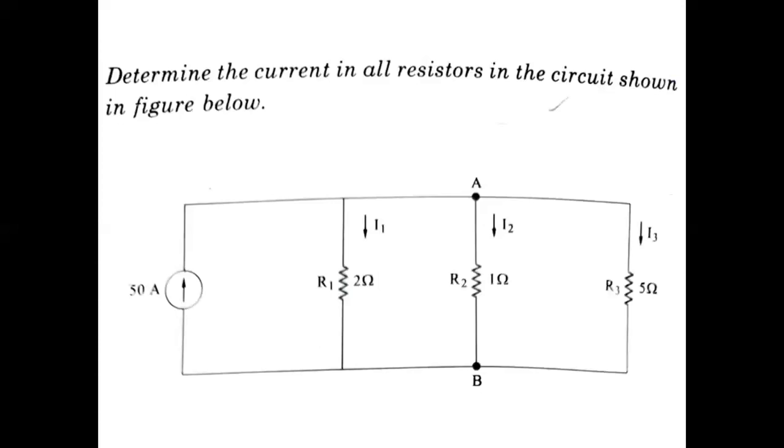Next, determine the current in all resistors in the given circuit. Here these three branches, three resistors, are in parallel. Across this, there is a current of 5 amperes.